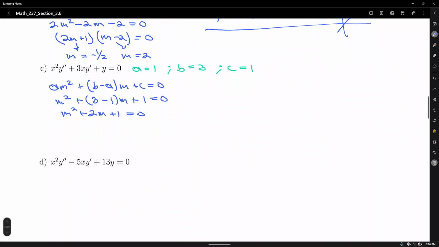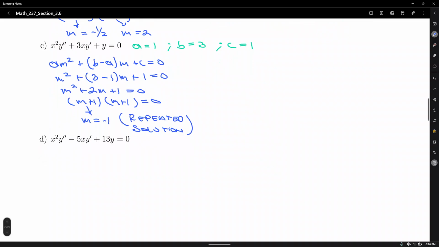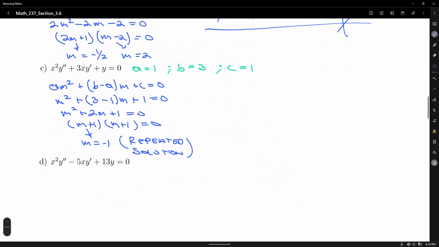Okay, so solving this quadratic equation for m by factoring, that's m times m. So that'll be factors of 1 that add up to 2. That's plus 1 and plus 1. Well, in this case, what do we have? m equals negative 1 as a repeated solution, unlike the other two cases where the two solutions were real and distinct.